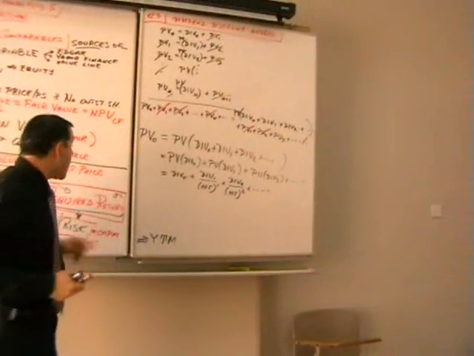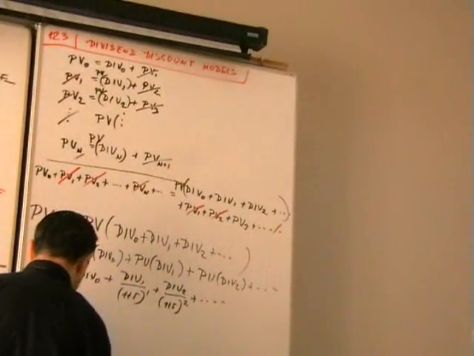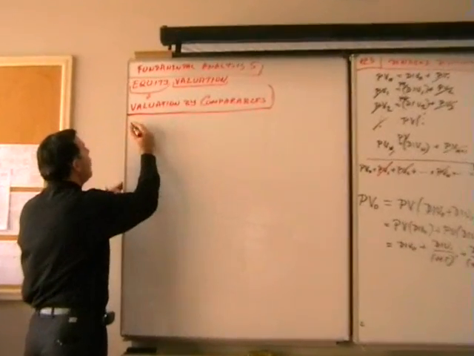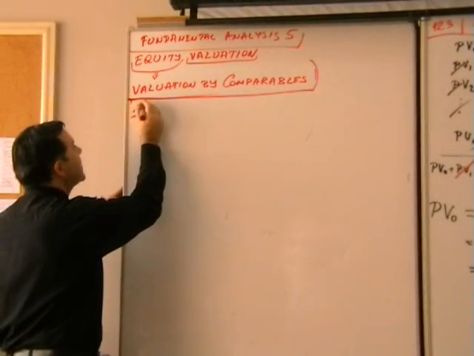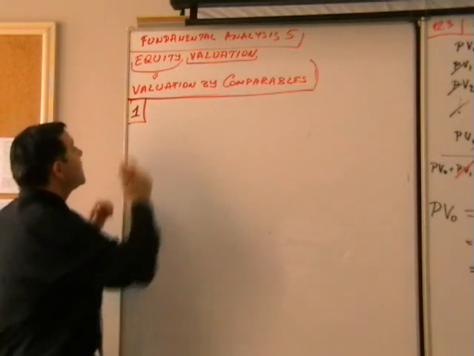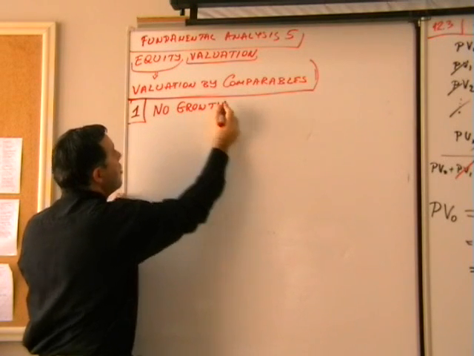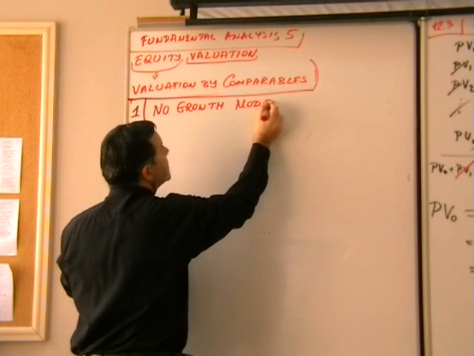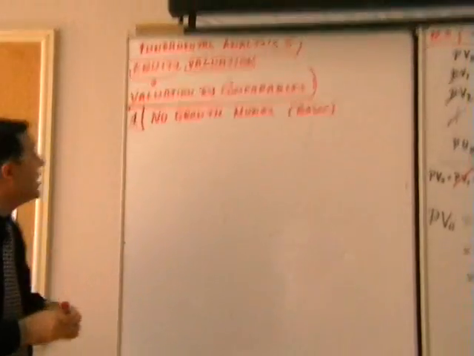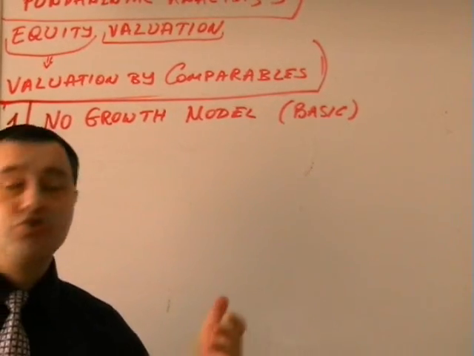Now you can do a number of things. Let's leave this here. Let's pause for a minute. We have now 3 basic cases of the dividend discount model. First one is the no growth model. It doesn't have an official name as basic, but it is the basic. No growth model means the company does not grow.